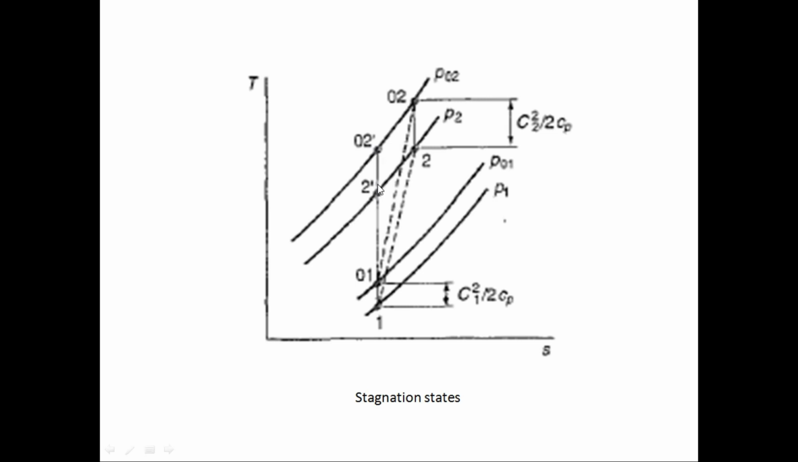If you extend this 2 dash to 02 dash, this will give you the isentropic stagnation state. And from state 2, if you draw this vertical line, this will give you the actual stagnation state, which is 02.